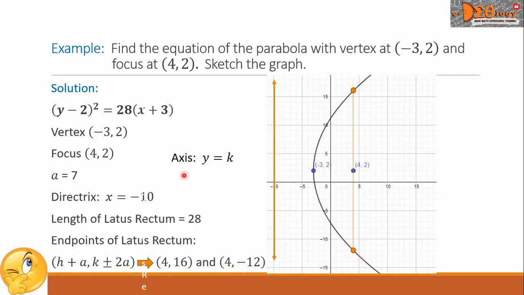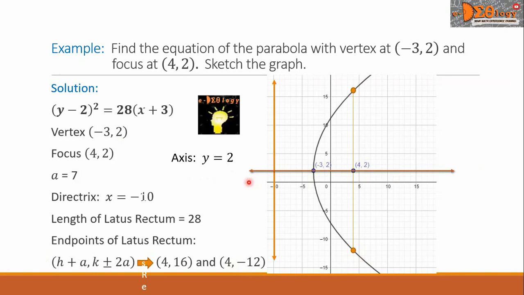For the axis, the equation is y equals k, and our k here is the number 2. So the axis is y equals 2. This is the axis. This is now our final answer.